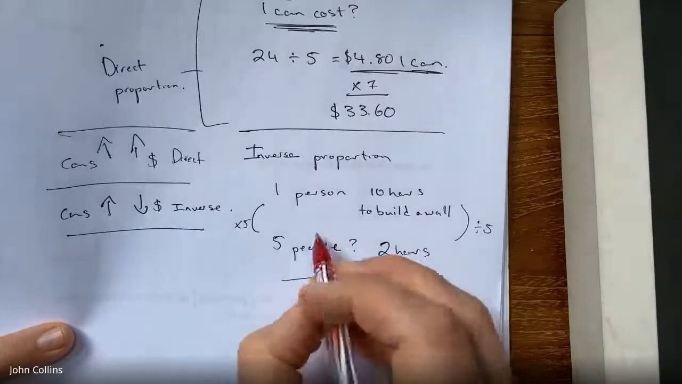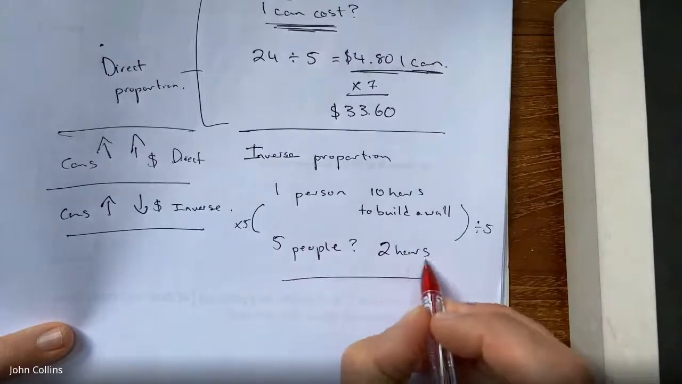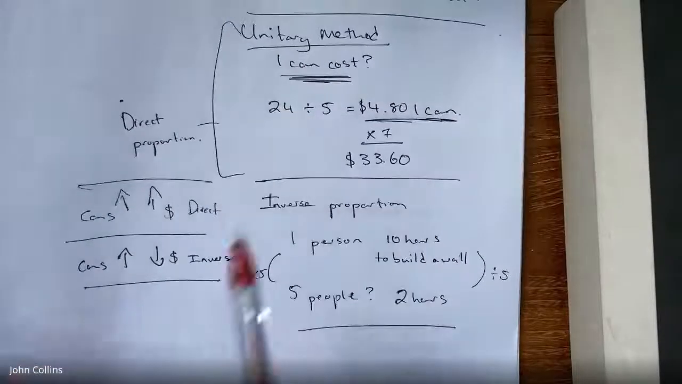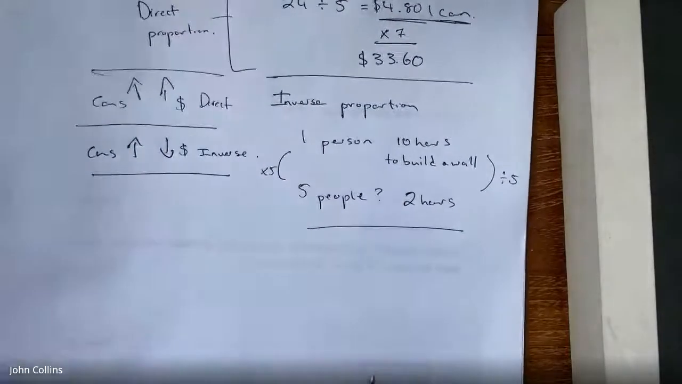As one goes up, so this is increasing, this one's getting smaller. Hopefully that makes sense. So direct proportion is when they both get bigger, and inverse proportion is when one gets smaller.